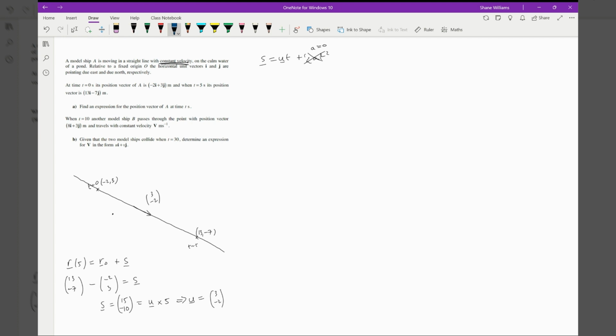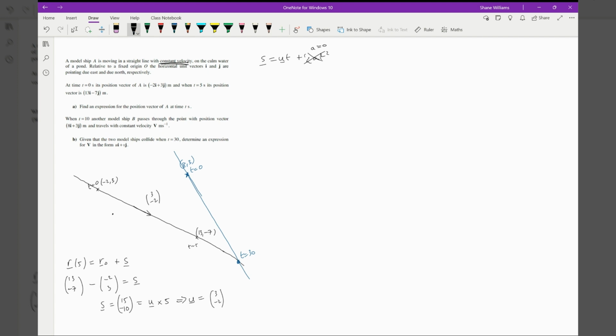Okay, I'm told I have an additional ship B that's at 8, 3 at time 10. And it's going to collide with the other one. So let's say it's going roughly in this direction, and at some point they're going to have a big collision here. And that's going to happen when time is 30.